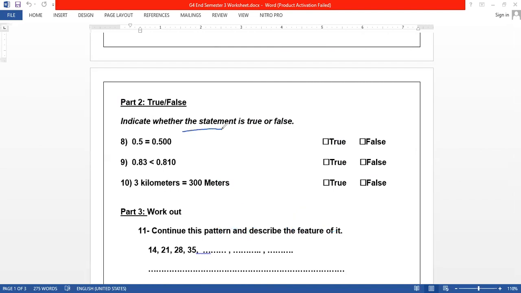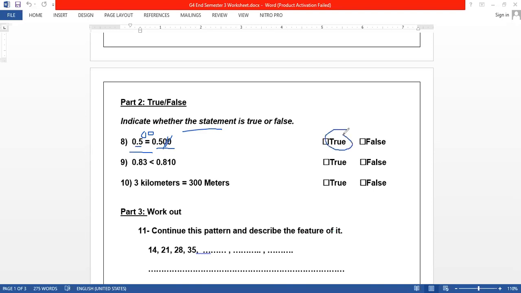Indicate whether the statement is true or false. Now 0.5 equals 0.500. Yes, of course they are equal because, as I told you, we can add two zeros to this and the value of the number will not be changed, or we can delete two zeros from the right and it will not be changed, because 0.5 tenths is the same as 0.500 thousandths.